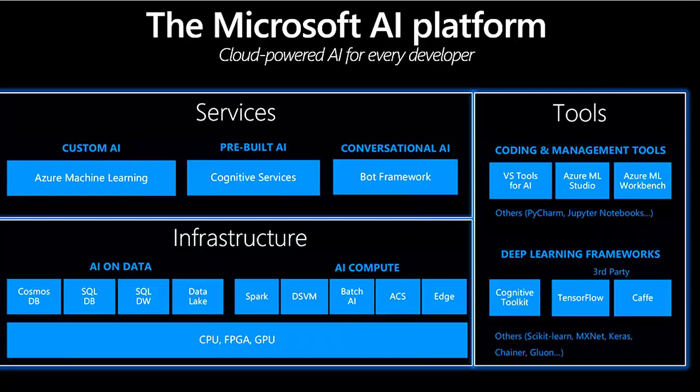Here we look at the services stack, and under services you have custom AI, pre-built AI, and conversational AI. Custom AI is where you can't use any of the out-of-the-box functionality that Microsoft offers, and you have to go ahead and build your own machine learning algorithms. There are some situations where you have to go down the custom AI path, and I will talk about that in subsequent slides.